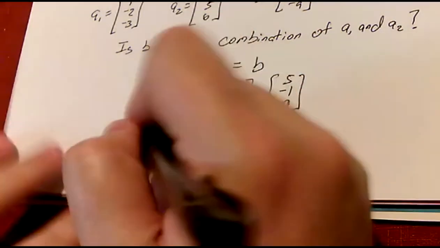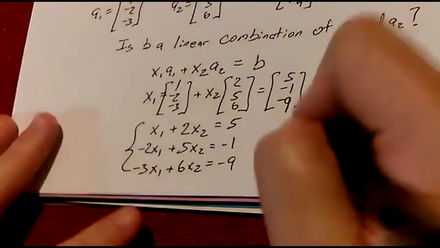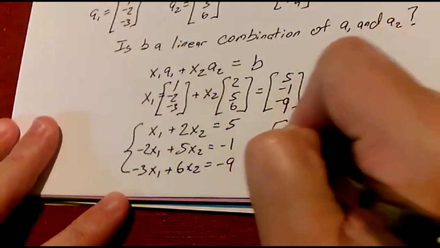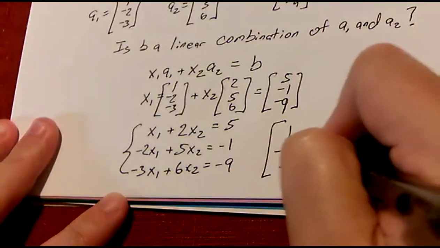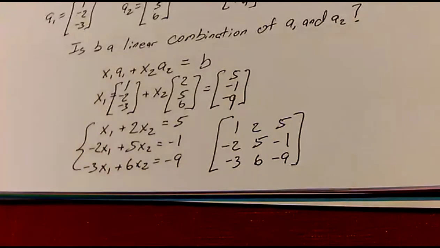Okay, so I have more equations than I actually do variables. So sometimes that's called an overdetermined system. But overdetermined systems can still have solutions. In this case, I would have a matrix, 1, 2, 5, -2, 5, -1, and -3, 6, -9. And I'm going to reduce that matrix.